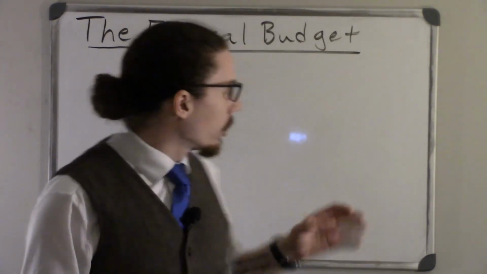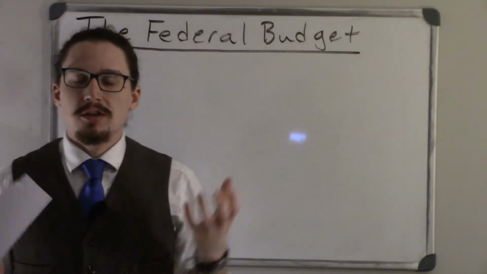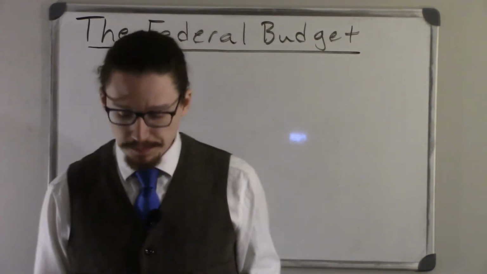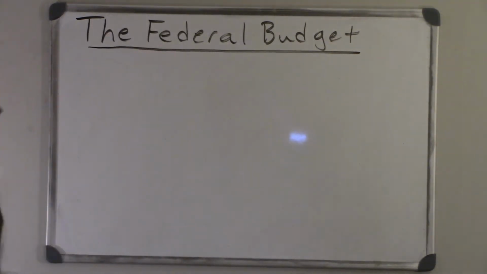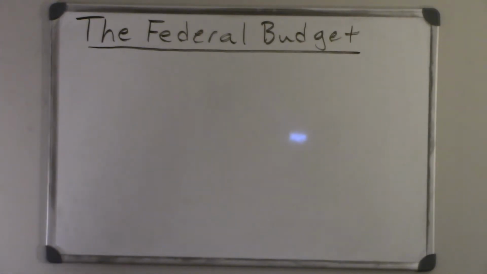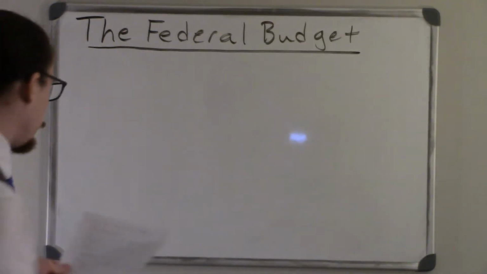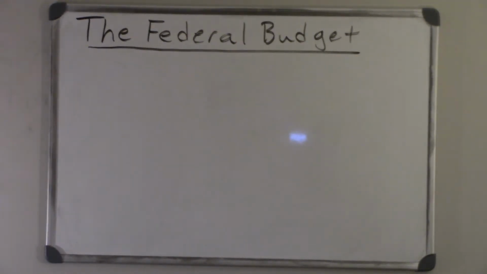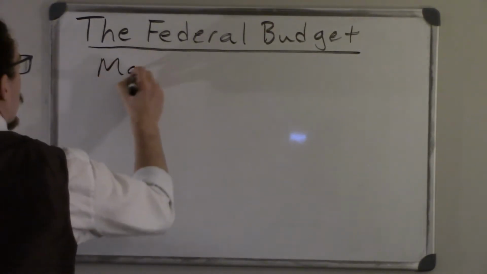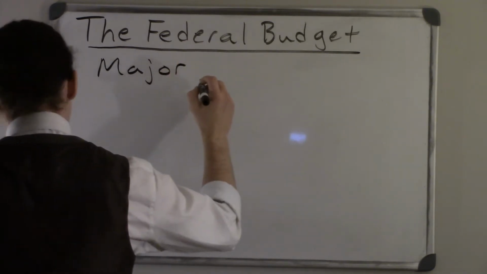All right, and so what we're going to be looking at in this chapter is the tools available to those that are going to make those decisions. We're going to start by looking at the major sources of tax revenue. So we are going to be looking at taxes first, and then we will move on to spending.